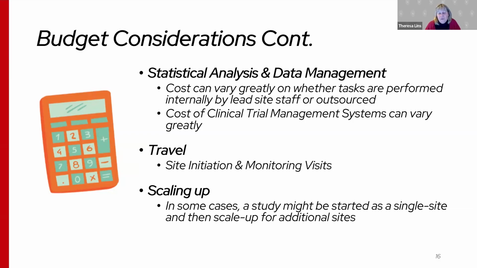Also think about including money in the budget in case you need to scale up. Your study might start out as a single site, but then need to scale up for additional sites. And if you do that, you need to be aware that it's not a one-to-one ratio in terms of work and budget needs. You need to think carefully about how you will operationalize going from a single site to a multi-site and what needs to be changed in the procedure of data collection to allow for additional sites.